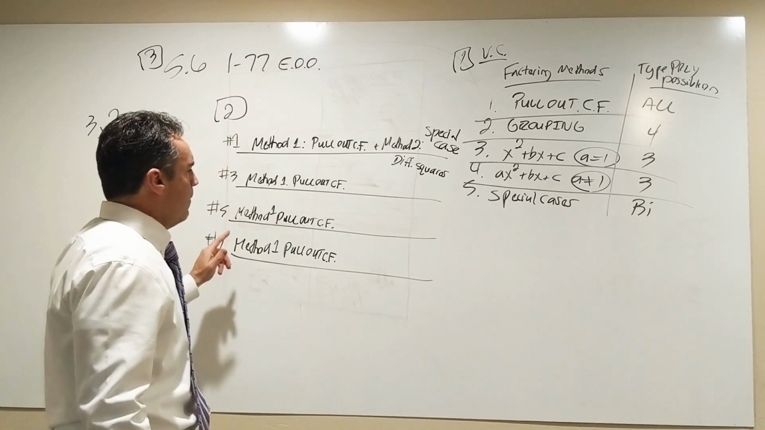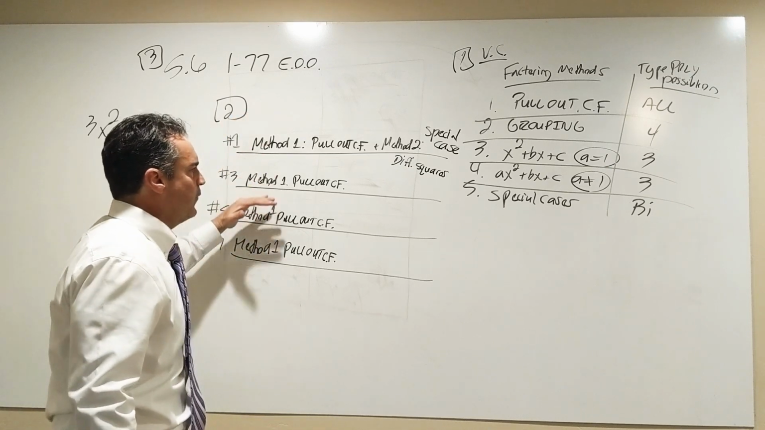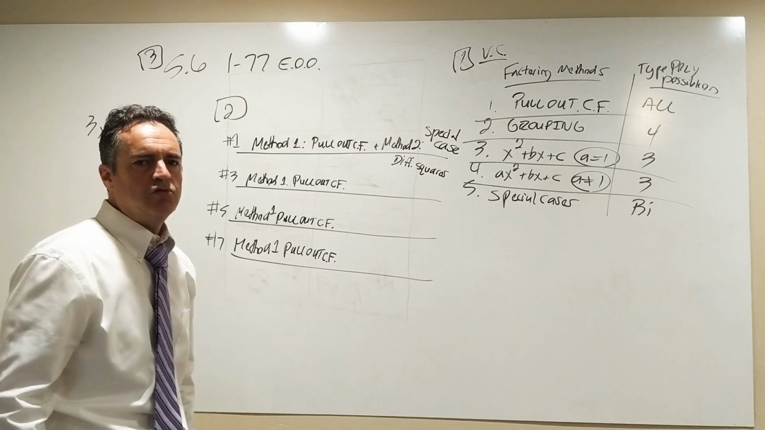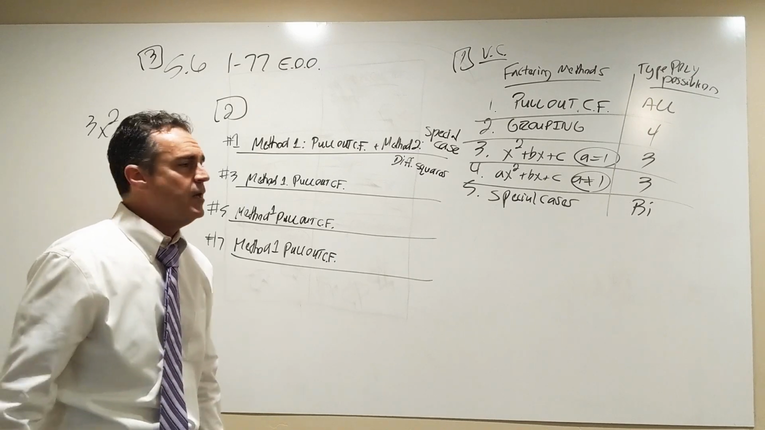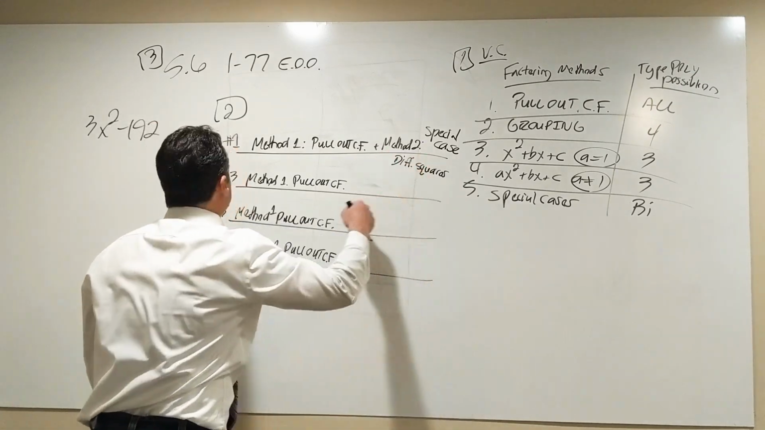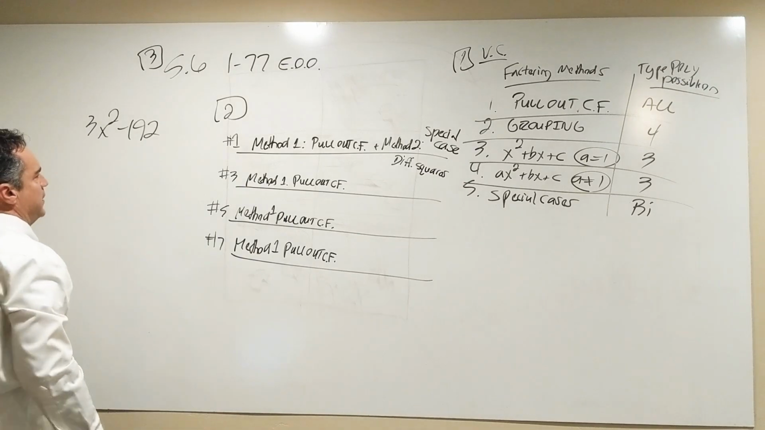So, method 1, pull out the common factor. That's going to be for every single thing that you do on this, because it's always a possibility. But why method 2, special case? We don't know for sure if that's going to be a special case.